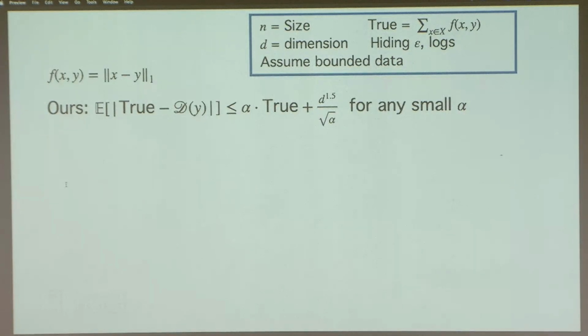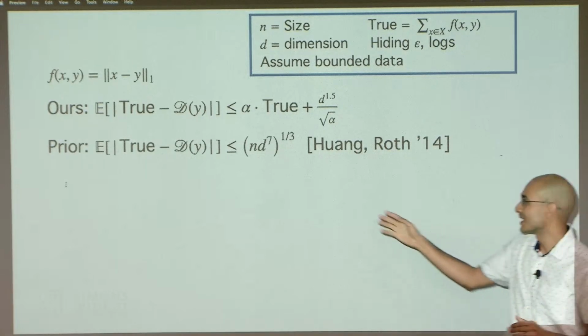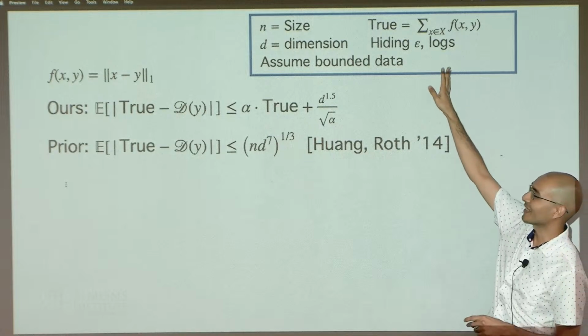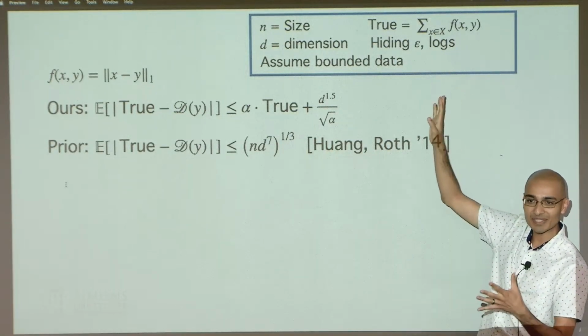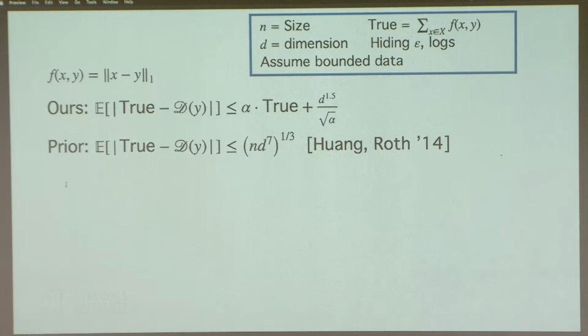If you compare this to prior work, that has some small dependence on n. I'm hiding things that depend on epsilon, this privacy parameter, and some log factors. But really the cool thing is you can approximate this sum with error that doesn't depend on n at all. And this data structure will be private. You can make infinitely many queries to it. It's very nice.